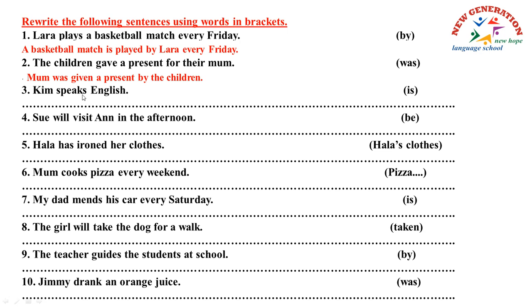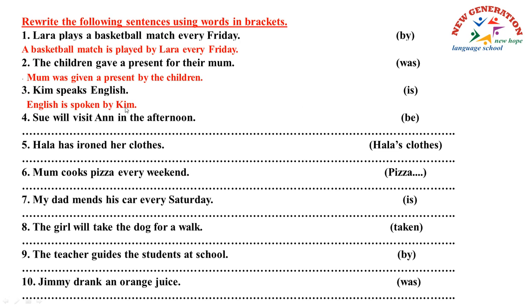Kim speaks English. Now here is the main verb. English is the object that will come at the beginning. We'll shift the places between Kim and English. And before adding this verb, the main verb to speak here, I'm gonna add verb to be in the same form, which is the present simple form. To be. English is spoken by Kim.